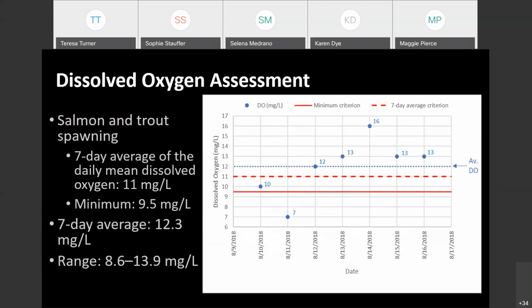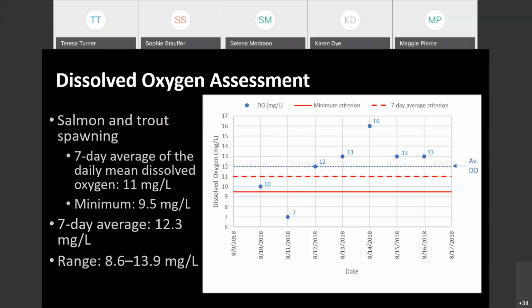The solid red line is the minimum 9.5 milligram per liter criterion that we saw from the previous slide with the Maka tribe. This dashed red line is the 7-day average criterion. And then the blue dots are individual measured data points. And the dashed blue line is a 7-day average of those individual measured data points. So we can see that the 7-day average, that blue dotted line, is higher than the 7-day average criterion, that red dashed line. So that's good.